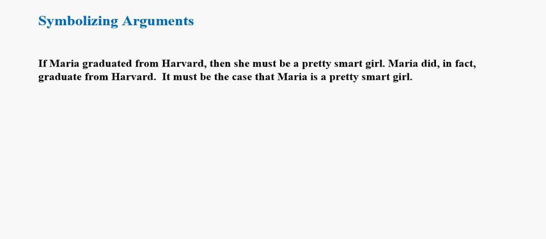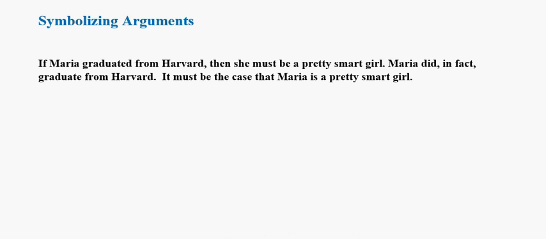Okay, so we have this argument here. If Maria graduated from Harvard, then she must be a pretty smart girl. Maria did in fact graduate from Harvard. It must be the case that Maria is a pretty smart girl. Okay, notice that the conclusion here is that Maria is a pretty smart girl. And we know that because the premises are supporting that, and those are the first two statements. And we have the indicator phrase here, it must be the case.